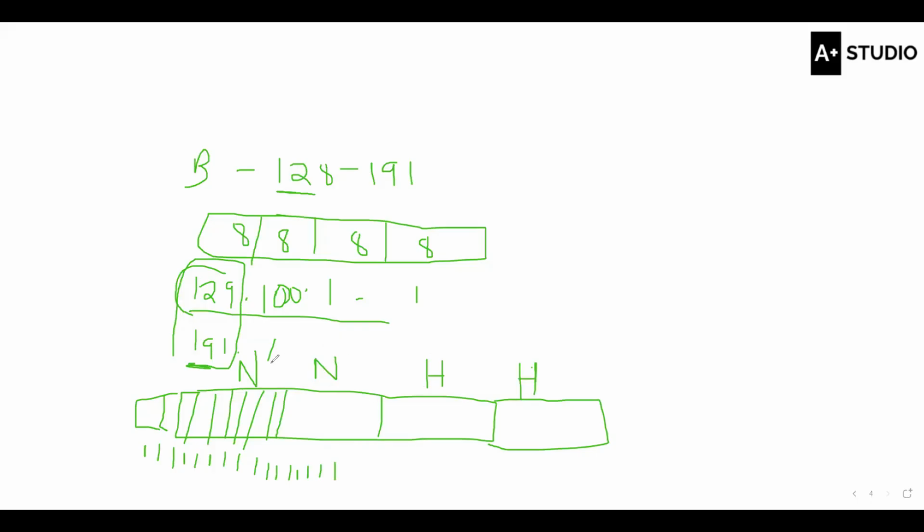So which means in class A, 24 bits are used for the network portion. And then the extra 24 bits are used for the host portion, to identify the host of that particular network.